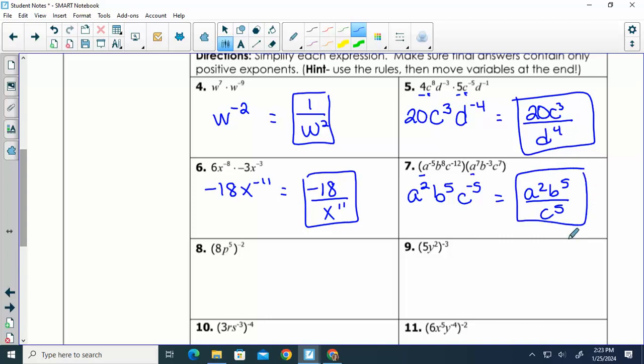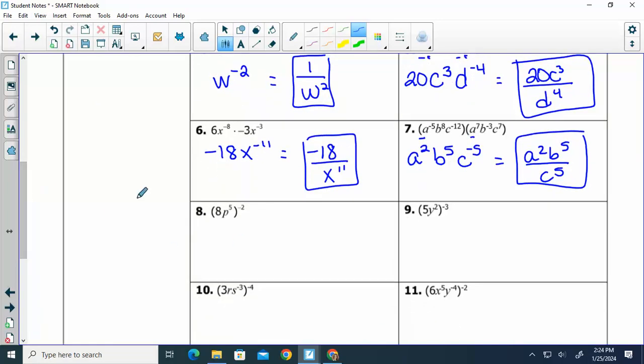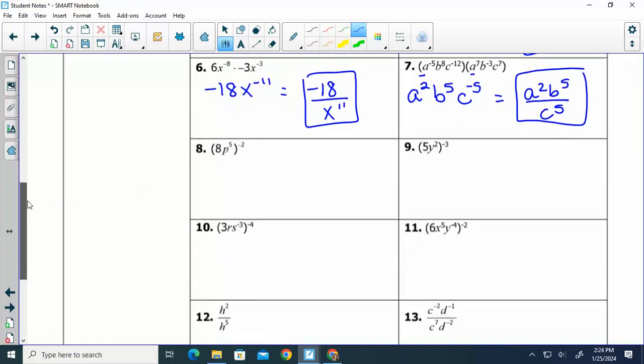Are we doing okay on those? So we're just going to keep practicing now. Let's look at problem 8. All of our other rules still apply. We're practicing everything every day. What would I have to do on this one?